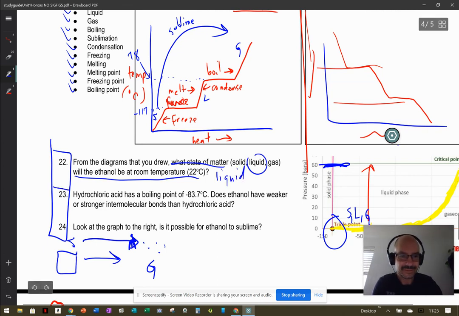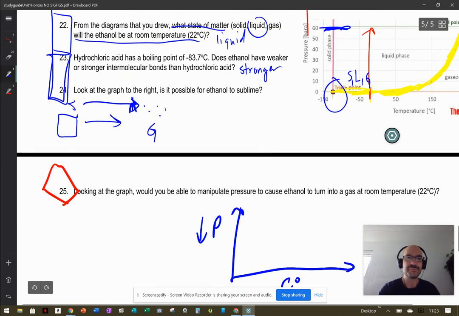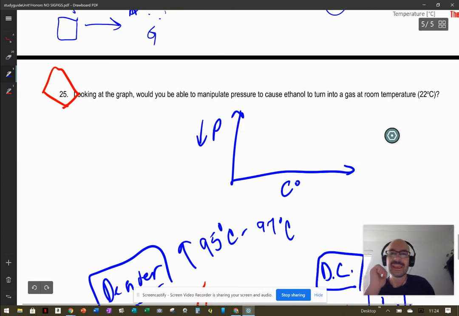And for 23 and 24, I don't like the table that much. Does ethanol have weaker or stronger intermolecular bonds? It has stronger because it's got a higher boiling point. Is it possible for ethanol to sublime? We're going to skip that. And we're going to skip this, really.